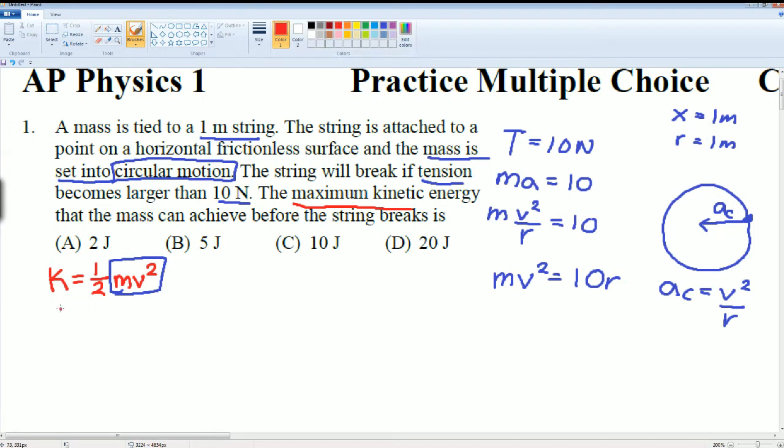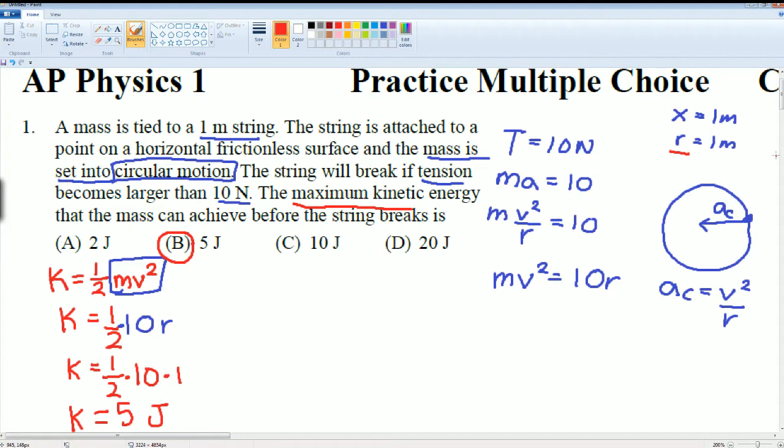K is going to be equal to 1/2, and we know that mv squared is equal to 10r. Perfect. And we multiply. This is perfect because we actually already know what our r is. Times 10. What is our r? We know that as 1 meter, so we times that by 1. And the final answer here, 1/2 times 10 times 1, is just 5. And this is kinetic energy. The units for kinetic energy is joules. So that would be your correct answer, 5 joules.